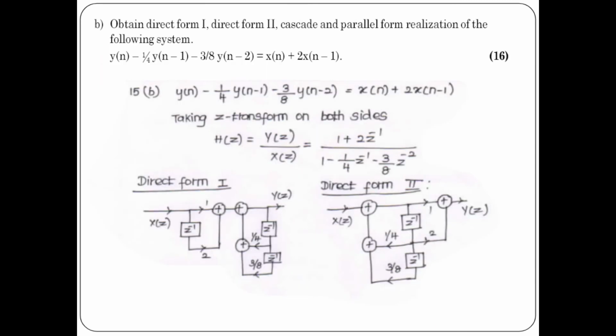Oh, you have another problem also, sorry. Obtain direct form 1, direct form 2, cascade and parallel realization structures for the following system. So this is a system given by a difference equation. This is a difference equation.